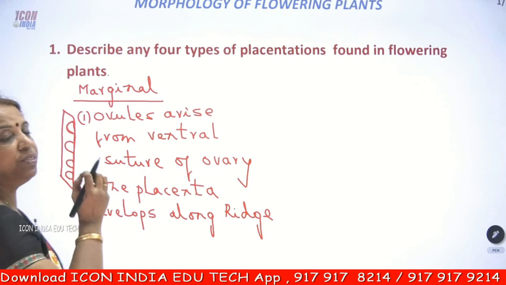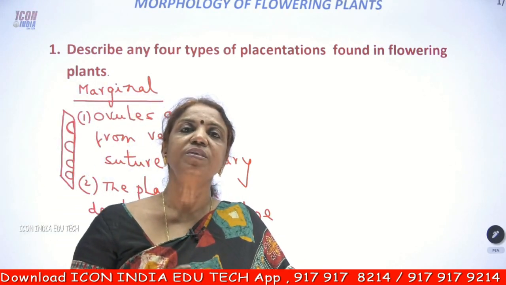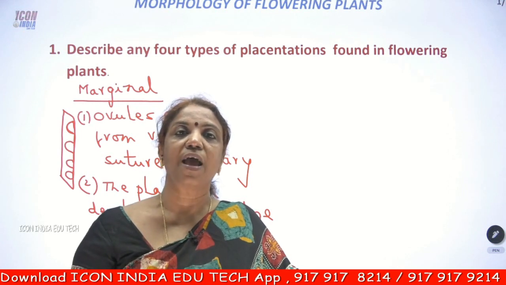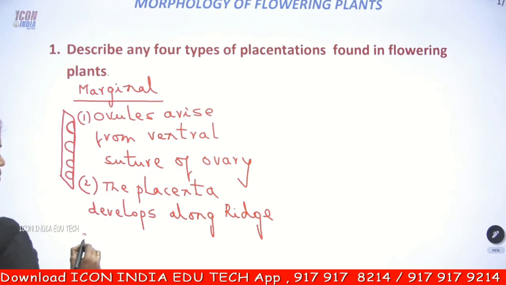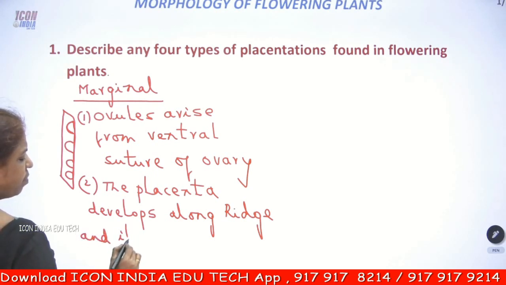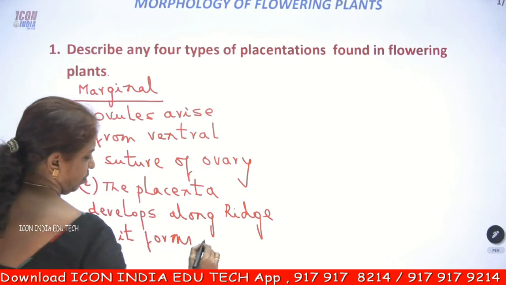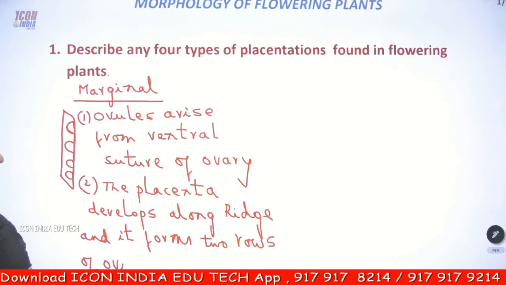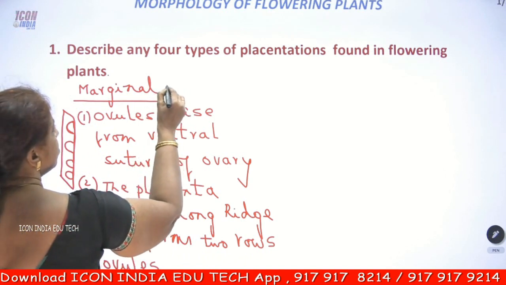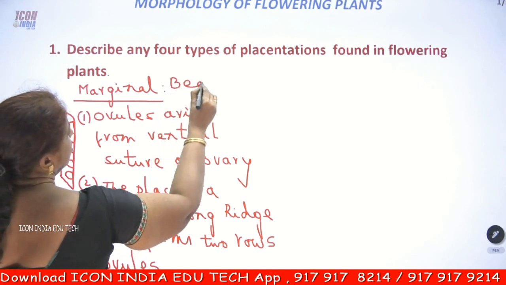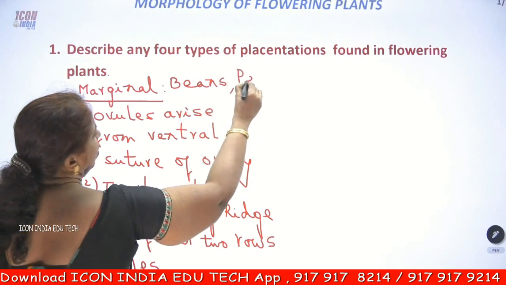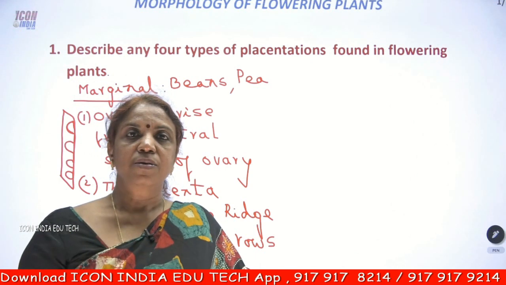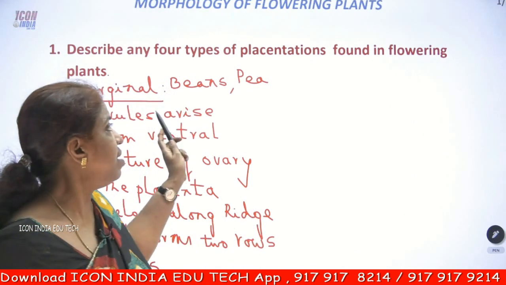When you see French beans, the ovules arise from the ventral suture of the ovary because the placenta develops from the ridge. So the ovules are arranged in 2 rows along the ridge. We explain this with an example: beans, the pea plant. At least mention that ovules arise from the ventral suture of the ovary. So the diagram, 1 point and 1 example, at least pea plant or beans.